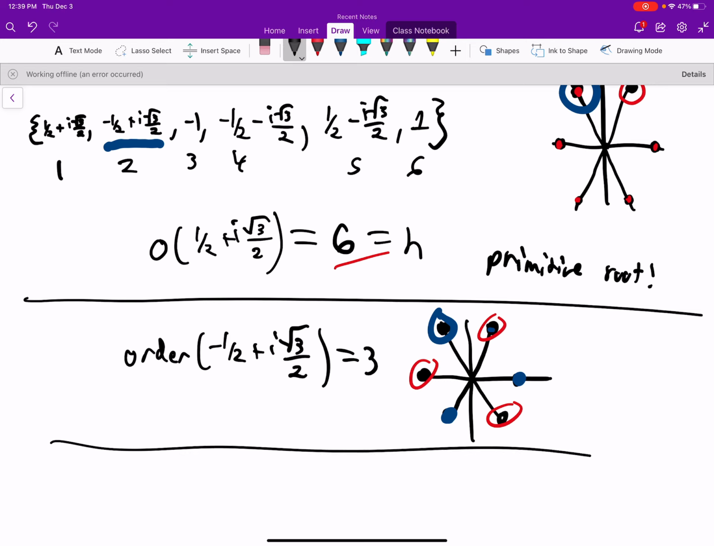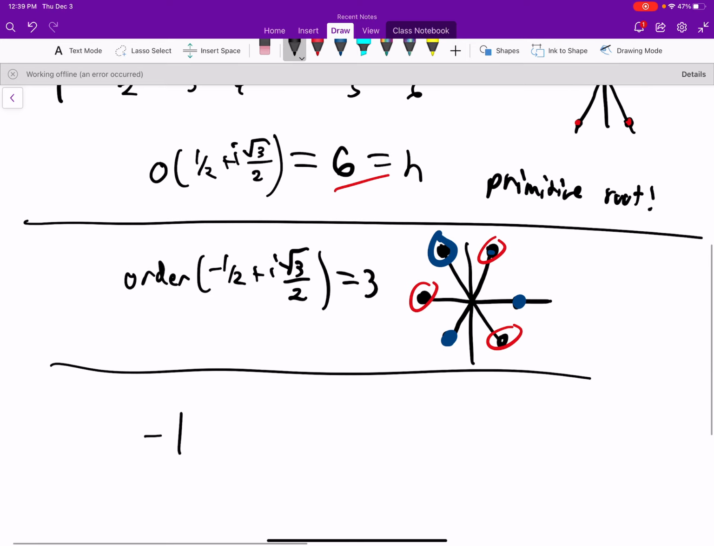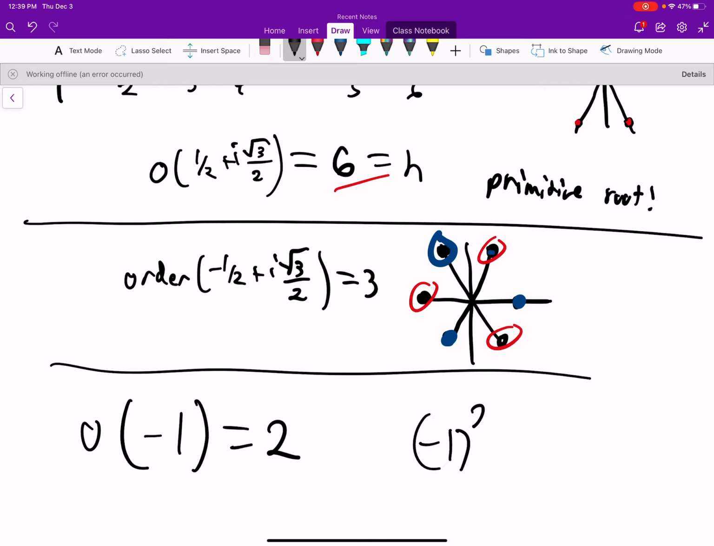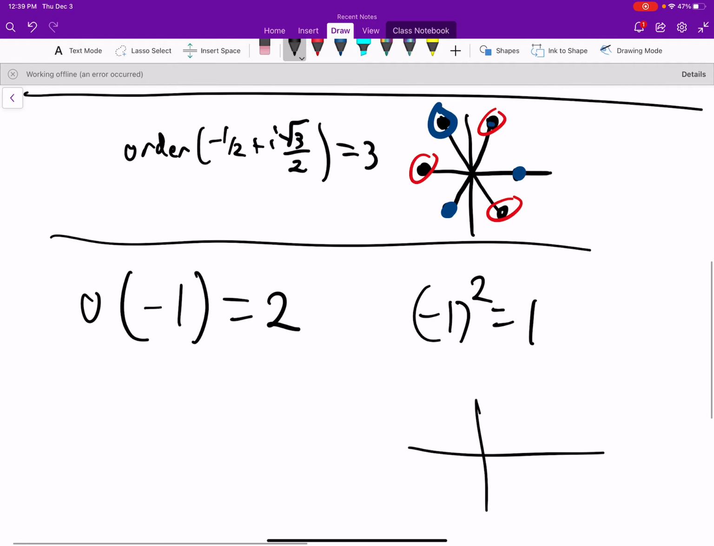Okay, so then you could also see that -1 will not be a primitive root because the order of that is 2, or -1 squared is 1. So if you do that, you start here, to the first power, to the second power gets you there. So we're missing out on this one, this one, this one, and this one.